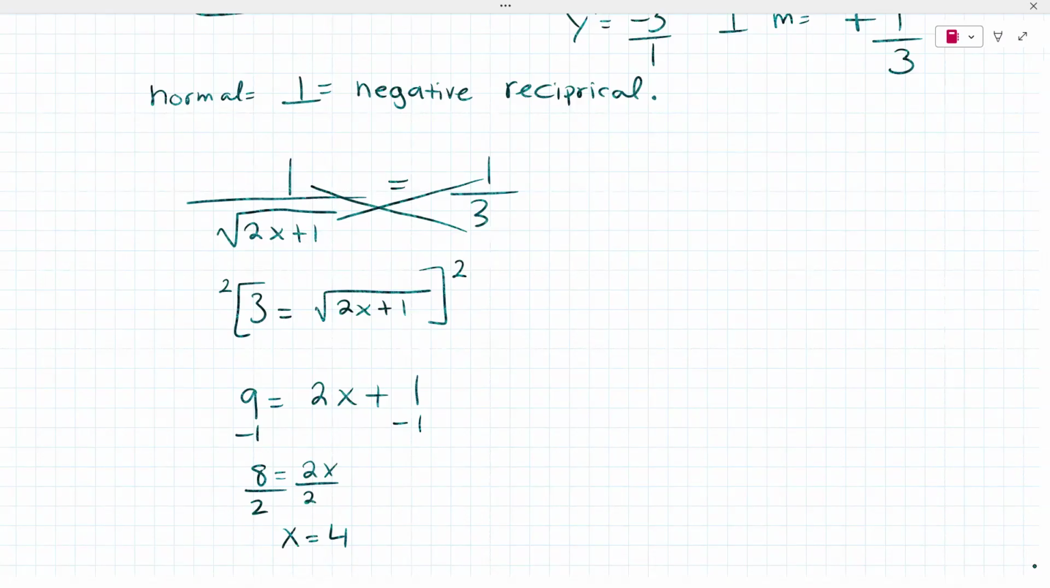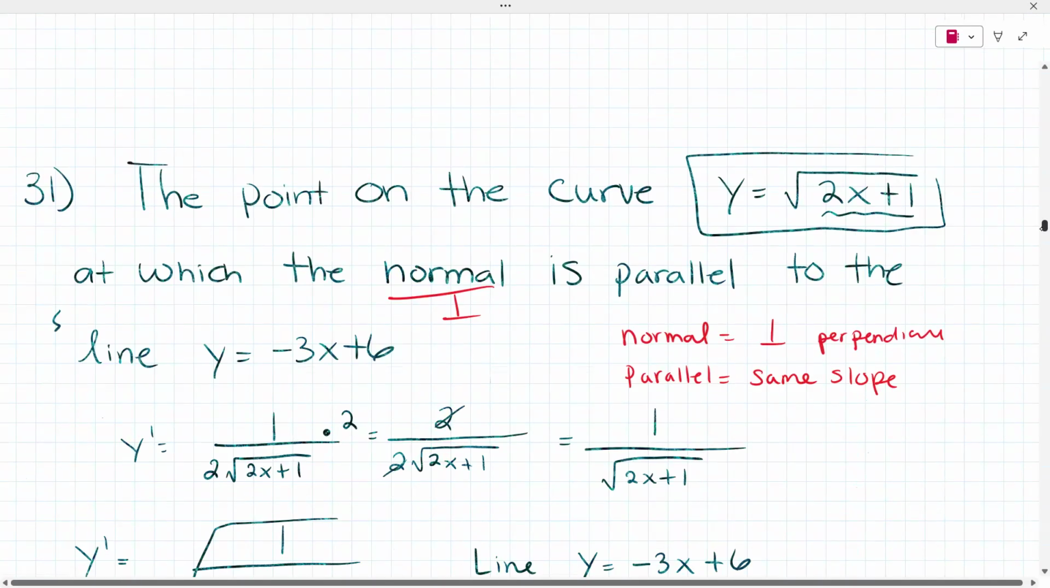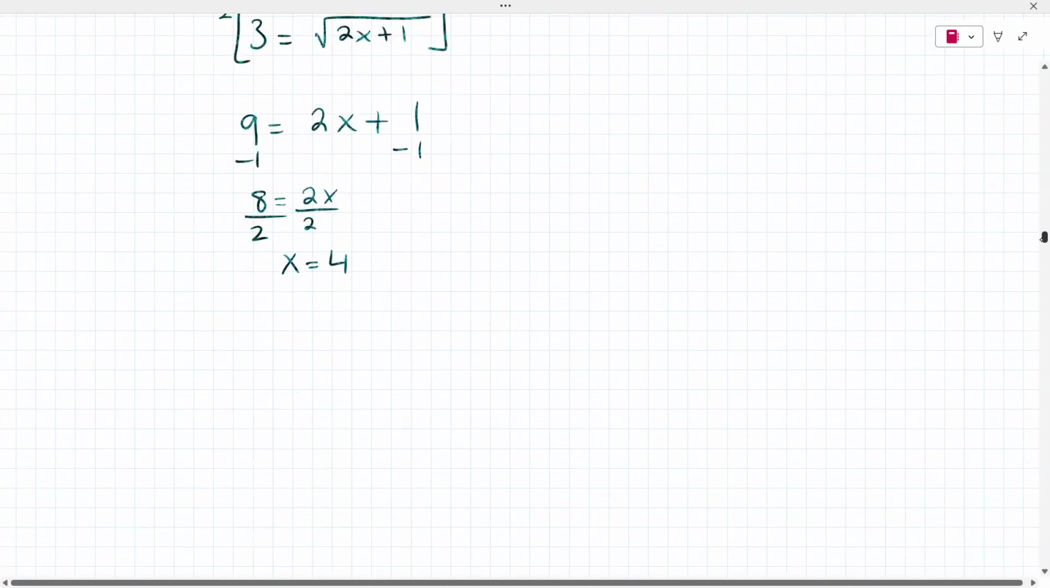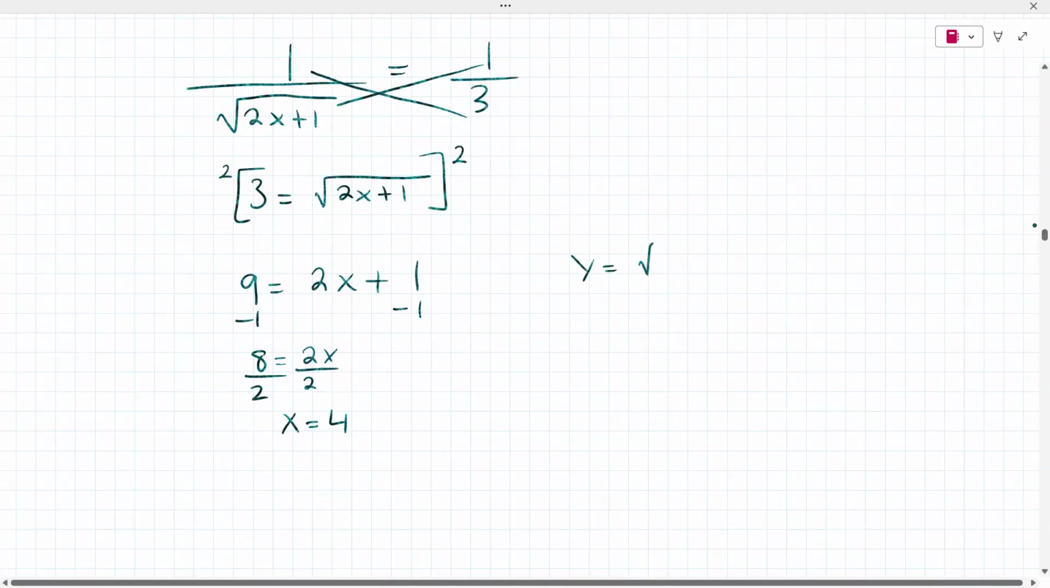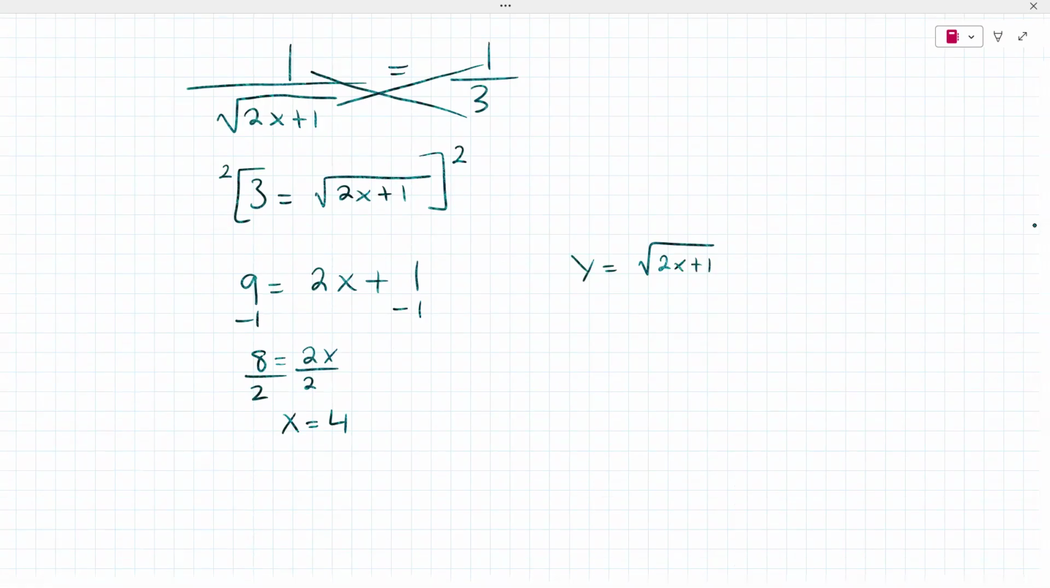So they said find the point. We only have the x coordinate. To find the y coordinate, you simply plug this x value back into the original square root of 2x plus 1. So if you recall, we have y equals square root of 2x plus 1. So 2 times 4 is 8, plus 1 is 9. So square root of 9 is 3. So your point is going to be at 4, 3.